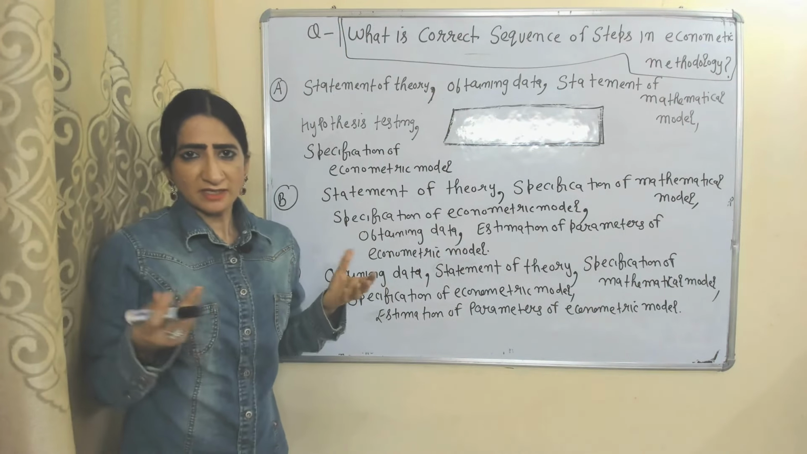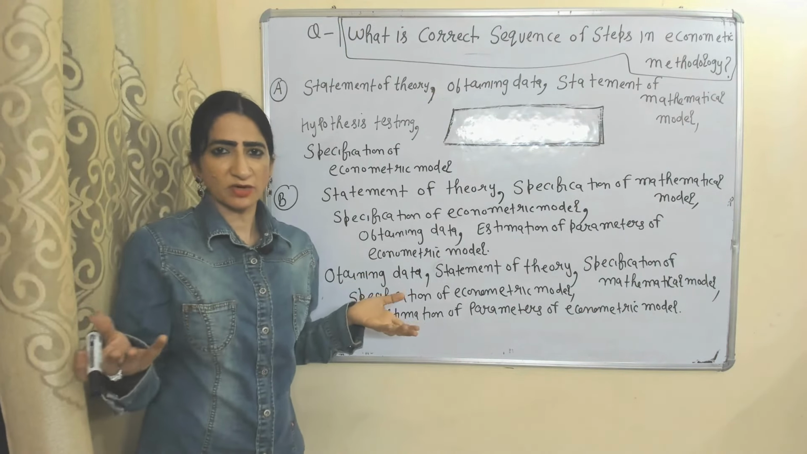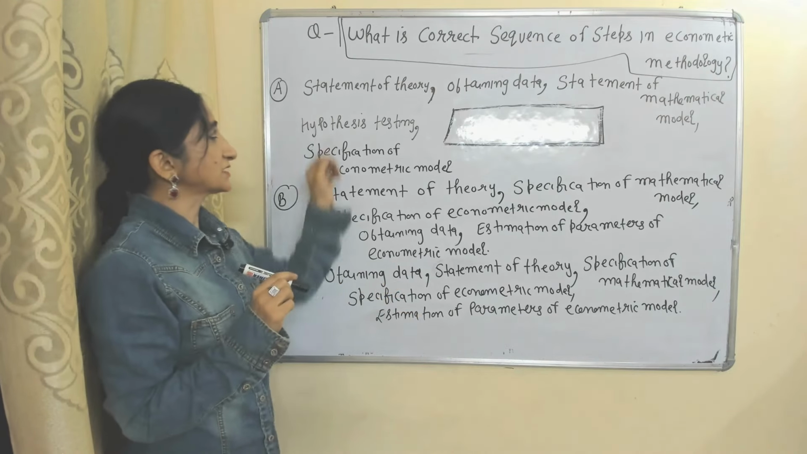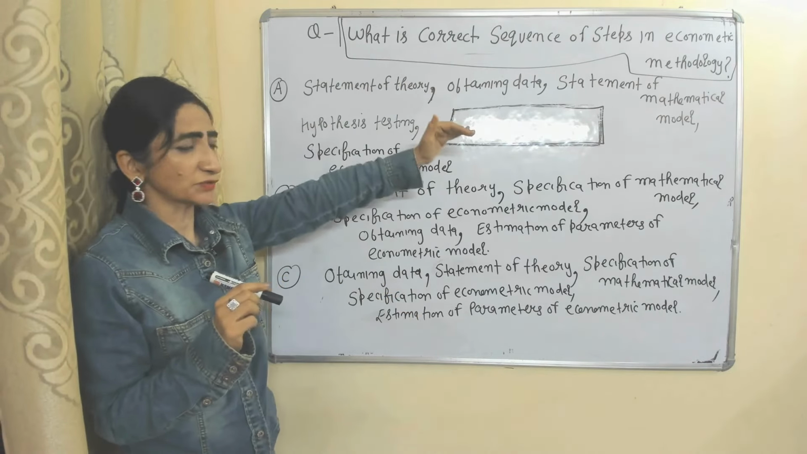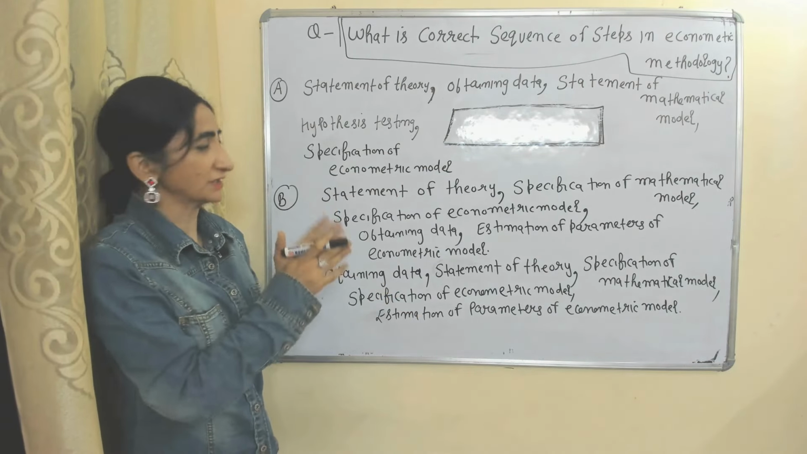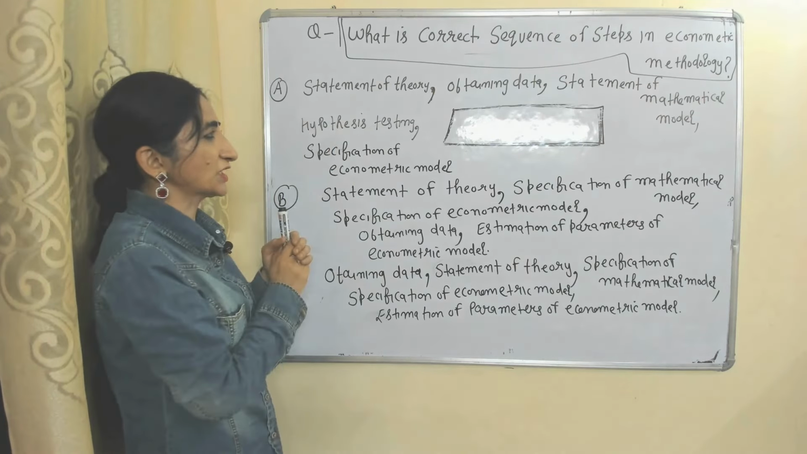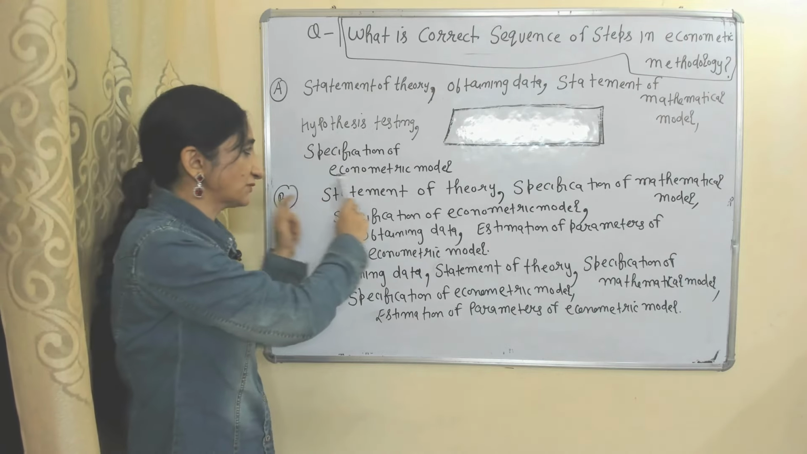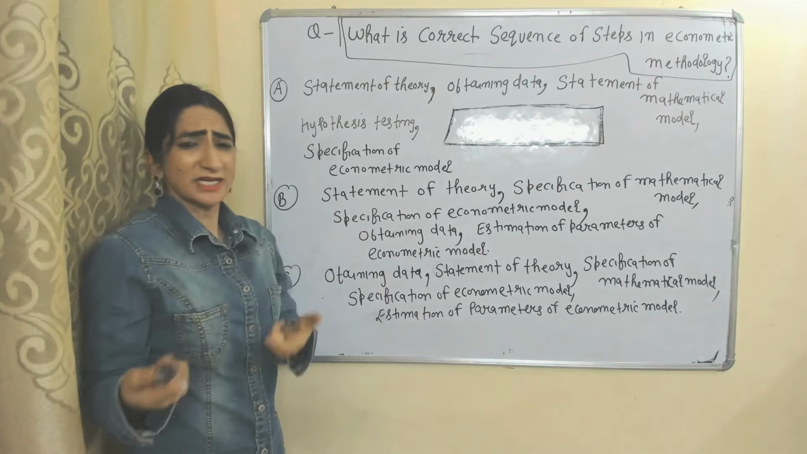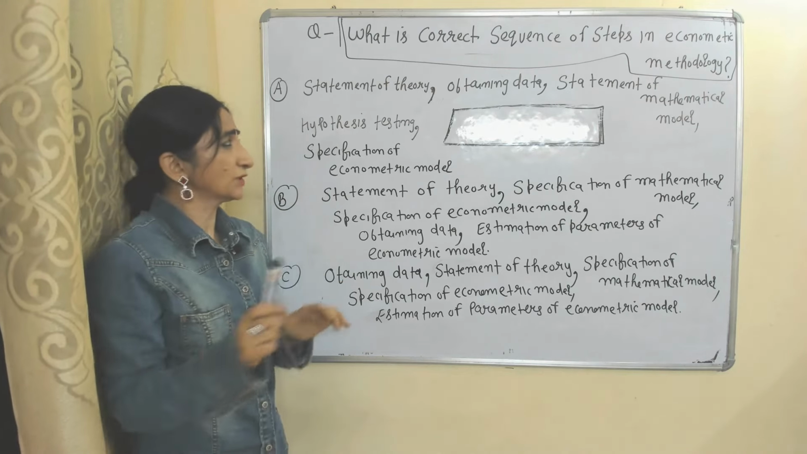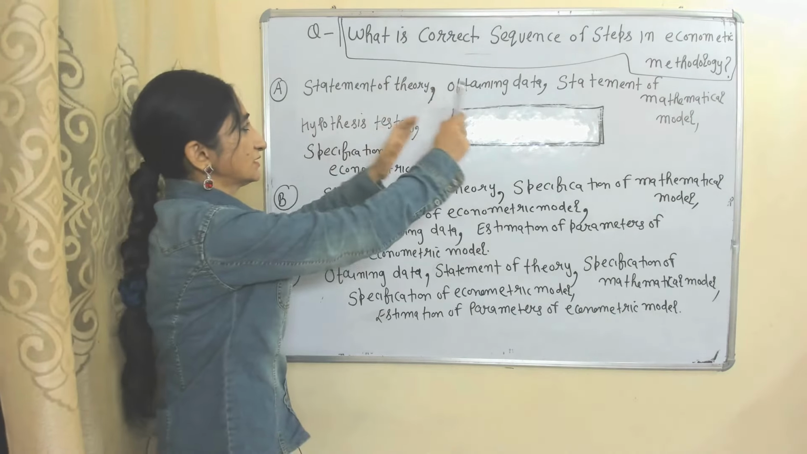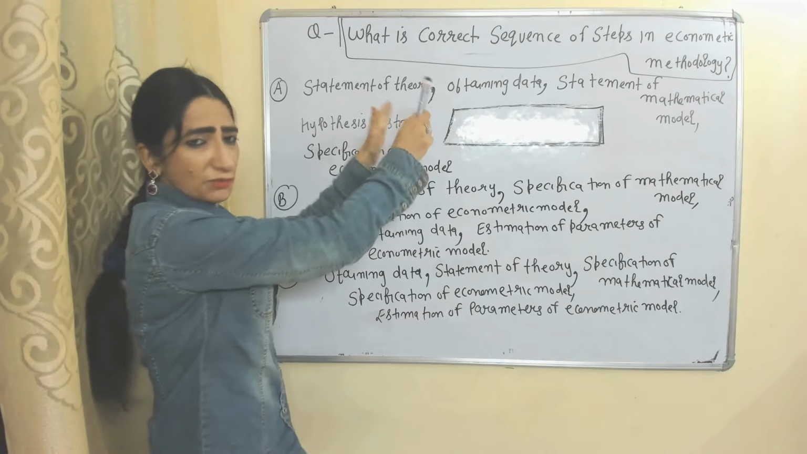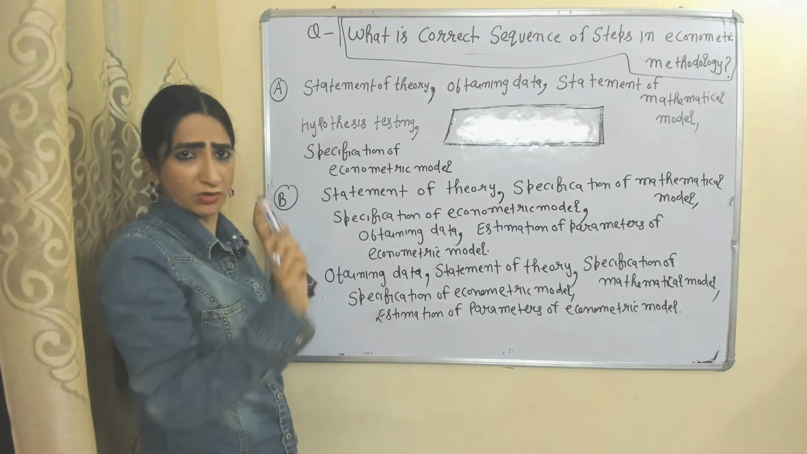Now we will see some MCQs on the methodology of econometrics. First is, what is the correct sequence of steps in econometric methodology? First option: statement of theory, obtaining data, statement of mathematical model, hypothesis testing, specification of econometric model. Just now we have discussed it. We don't start collecting data just after a statement of theory. So this is an absolutely wrong option.